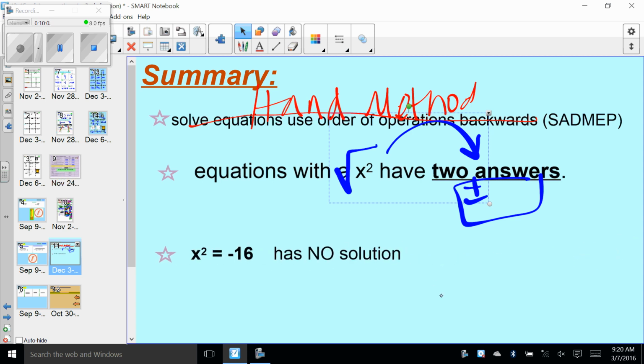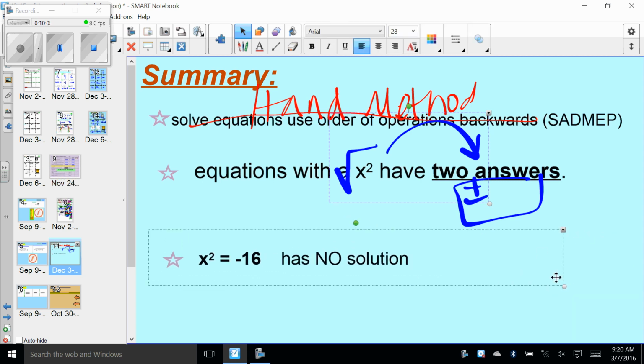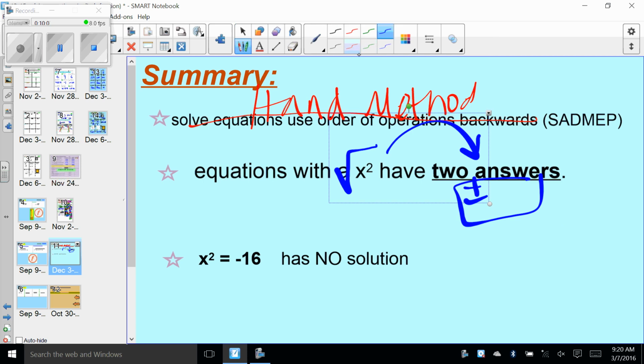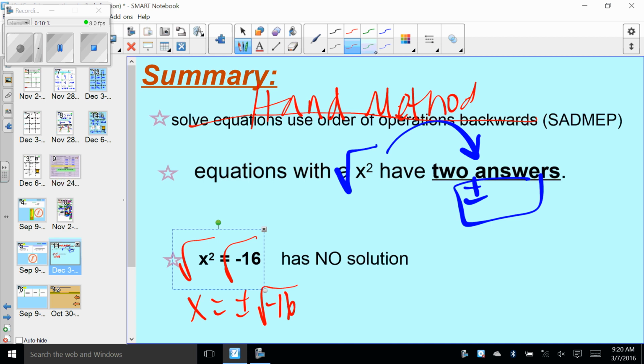And the last one, remember, if you're solving this, it has no solution. You cannot have a negative inside the radical. So when you take the square root, copy, paste, you get x equals plus or minus the square root of negative 16. Cannot have a negative on the inside, no solution. Go ahead and get that summary done for today.